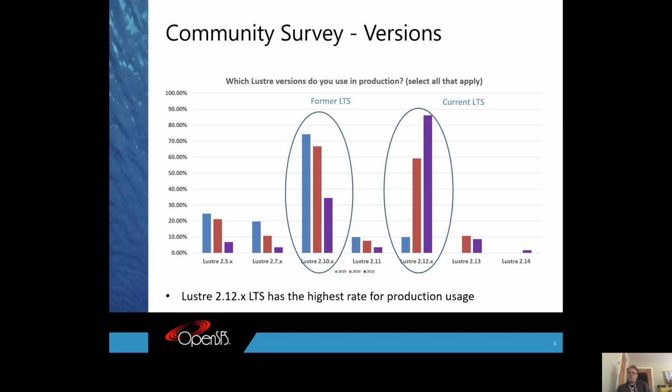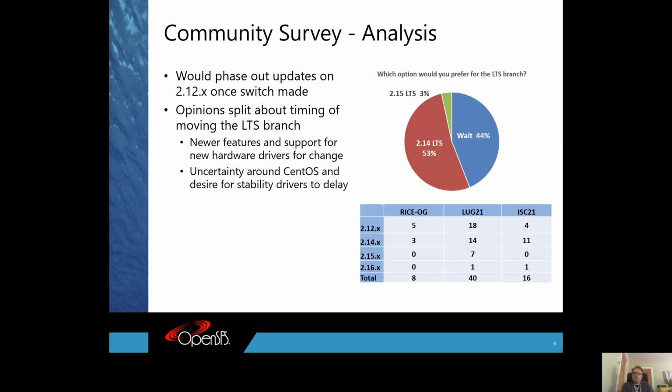Looking at this data and how well people are sticking to the LTS releases as a whole usually draws the question, which release will be the next LTS branch? This has been the subject of a lot of discussion over in the LWG, and I'll move on to talk about this in more detail. This year we also had a question on the survey about this as well.